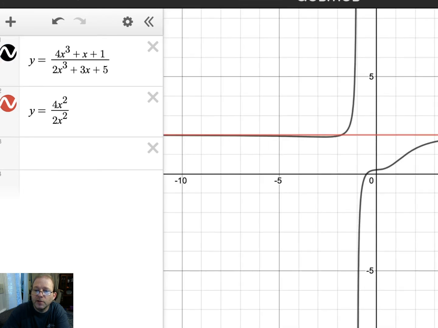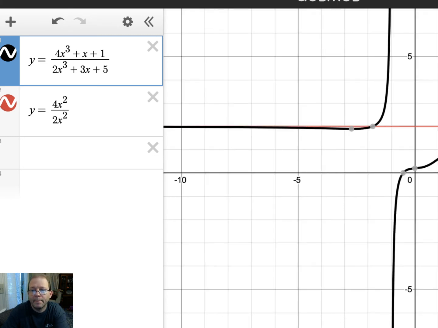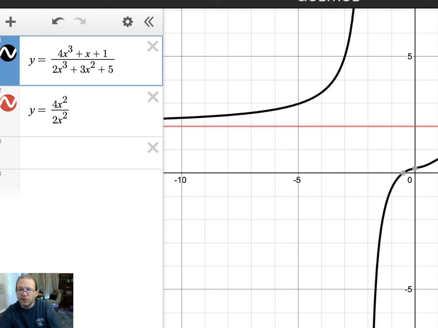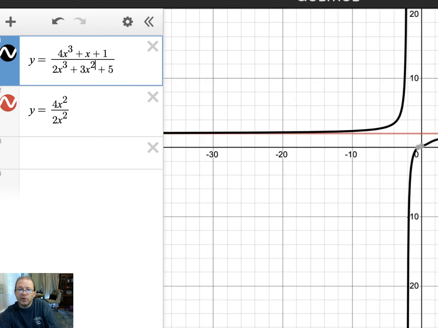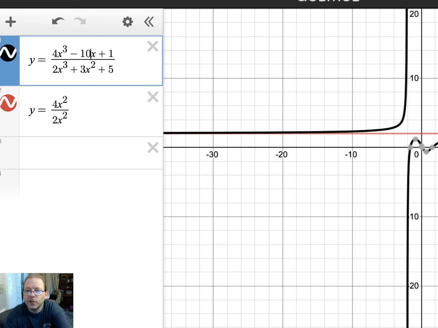And notice if I do the same thing over here and make x grow large in the negative direction, the y value here is also approaching 2. And these smaller terms down here, they don't matter. If I change this to a 3x squared, it changes the middle of the function a little bit. Or if I change this to a minus 10x, it'll change the middle of the function, but it won't change what happens when x grows large. So all we have to do is look at the leading terms.